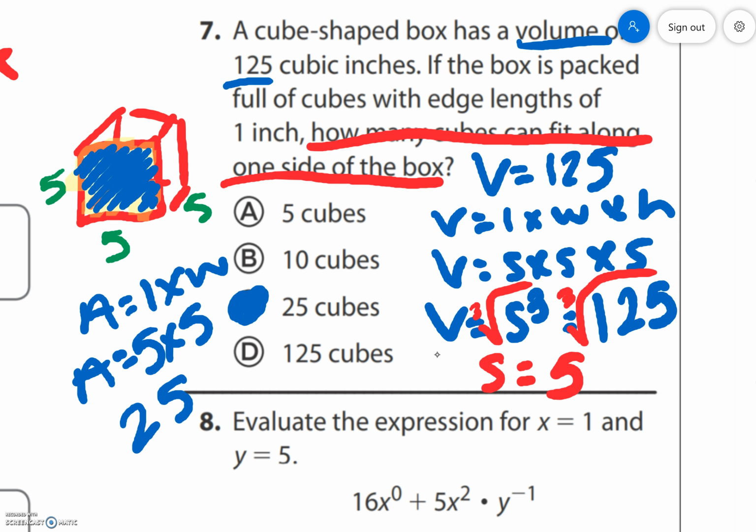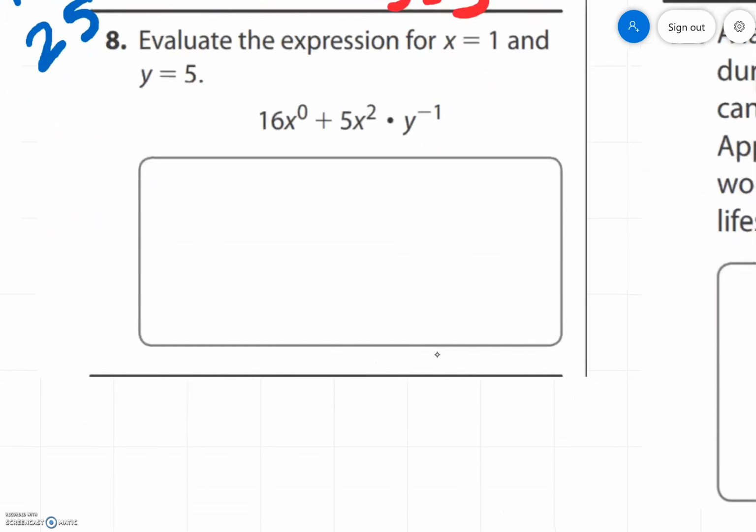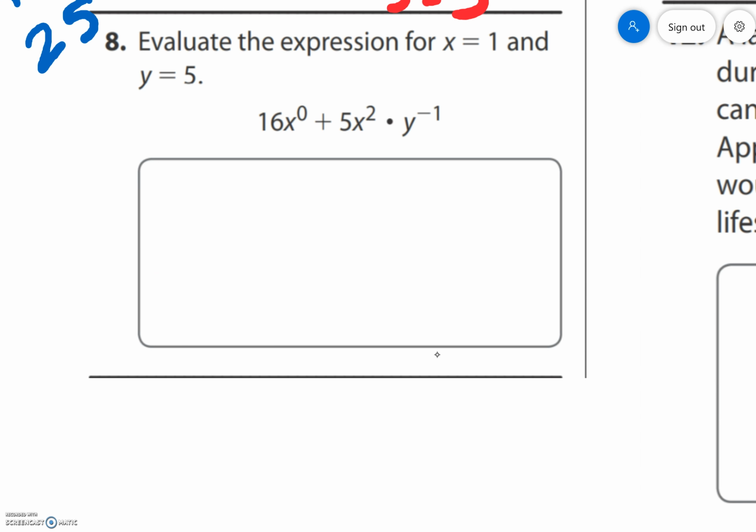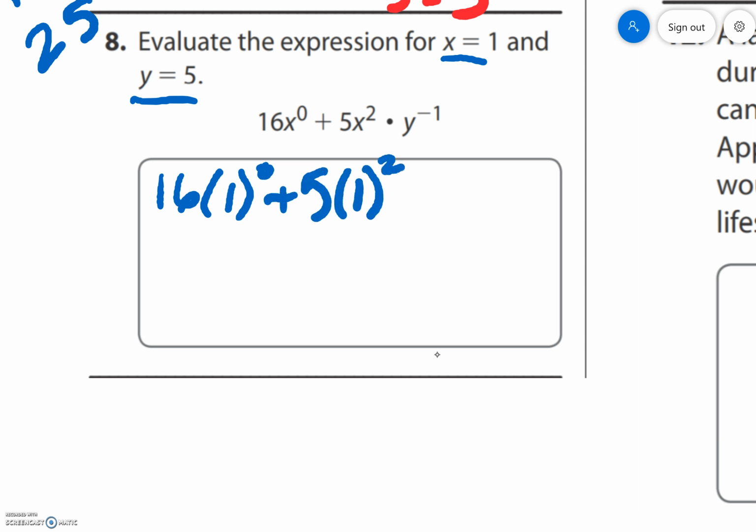So our cubes, 25 cubes, can fit along the side of the box. All right, number 8, evaluate the expression for x equals 1 and y equals 5. We must substitute first. So we're going to say 16, instead of x, I'm going to put a 1, plus 5, again, instead of x, I'm going to put a 1, times, now instead of y, I'm putting a 5.